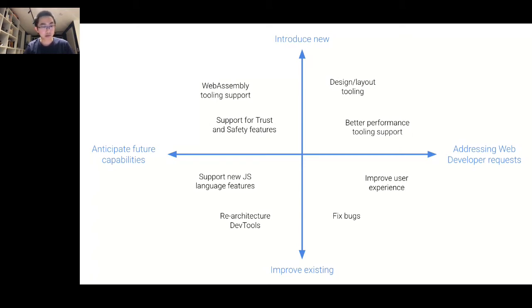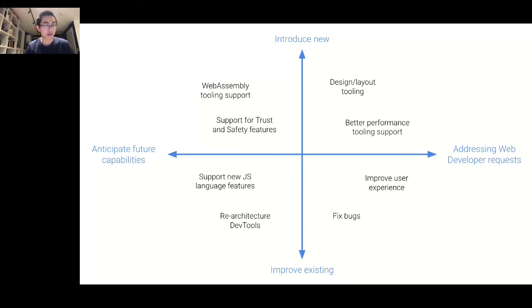On the other hand, fixing bugs is one thing that we cannot do enough of. So for example, last year, I think we had more than 3,000 issues filed against DevTools. And obviously there were many duplicates, and a few of them were also things that we did not intend to fix. But we also fixed a lot of bugs that were newly introduced or were already there.